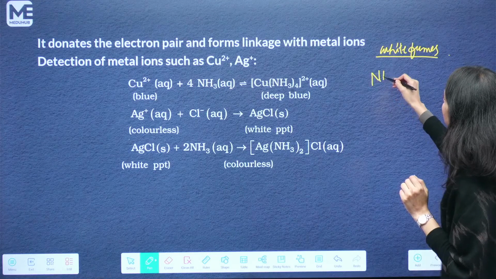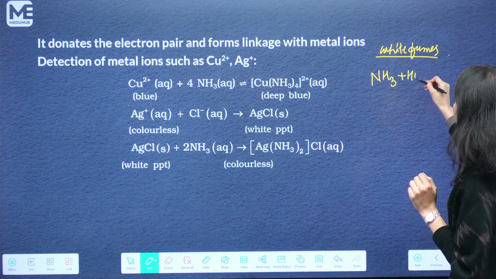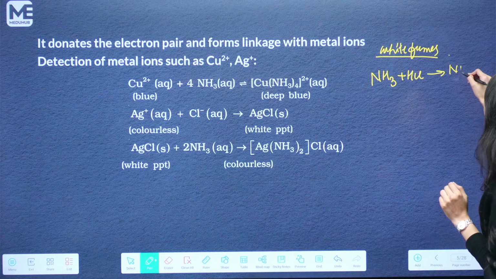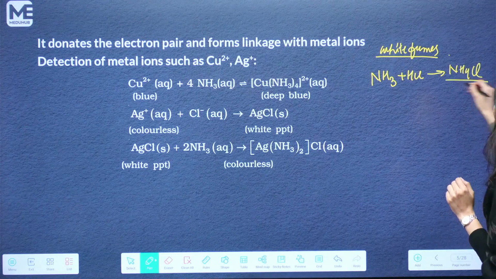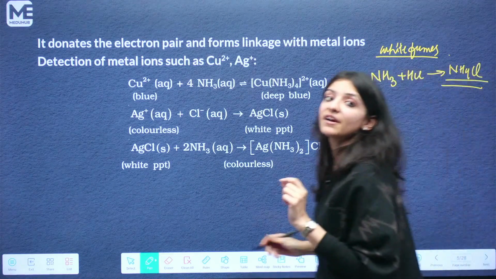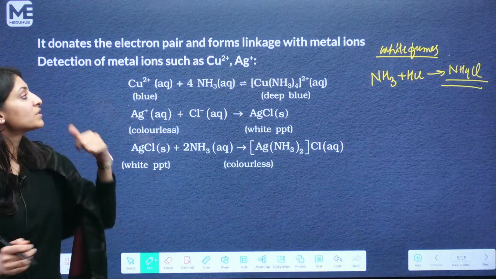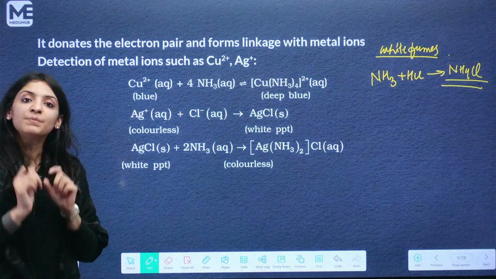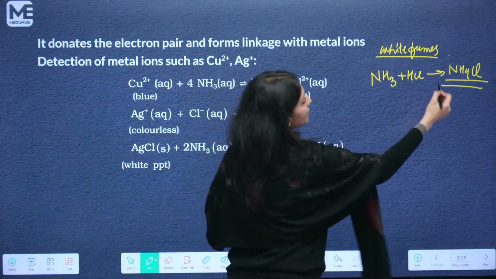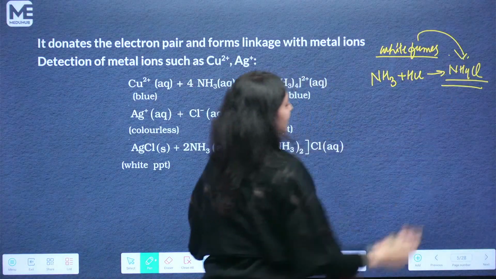So that is because ammonia reacts with HCl to give white fumes of NH4Cl. So this is an interesting reaction where you see that ammonia is forming a salt with an acid, and you can detect the presence of ammonia because of that. So white fumes of NH4Cl.